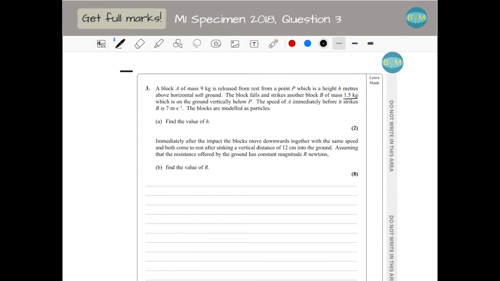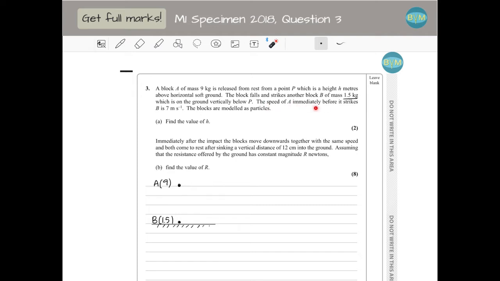So if we do a sketch of this, we have a block A, and I just draw in dots because they say that they are modeled as particles. B is 1.5 kilograms, and this is the ground, and it's soft. That means that this particle here, or both together, can just go inside the ground. So imagine that is sand, for example, on a beach.